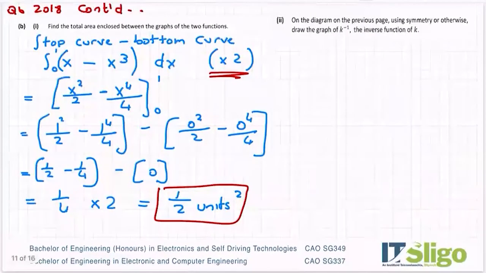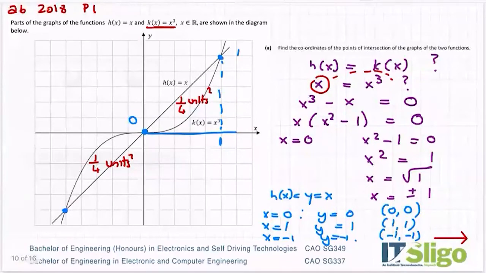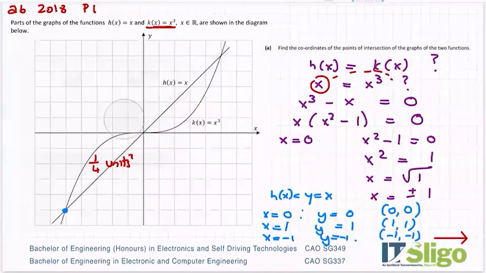Okay, part 2. On the diagram on the previous page, using symmetry or otherwise, draw the graph of k to the minus 1, the inverse function of k. So k was x cubed. So the inverse function, let me clean up my graph. Okay. So the easiest way to do it is by symmetry. So it'll go like that.